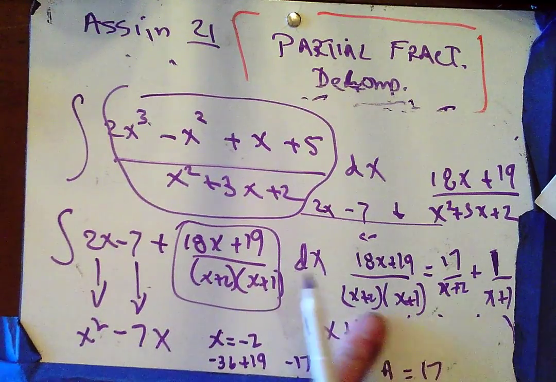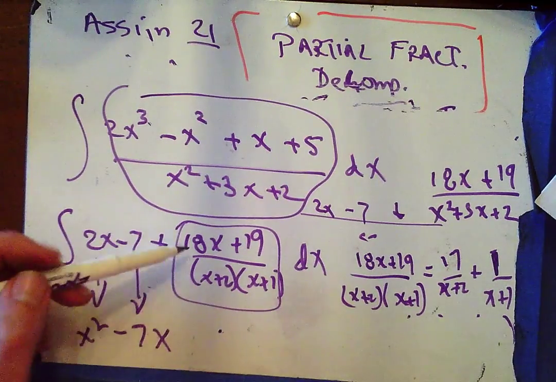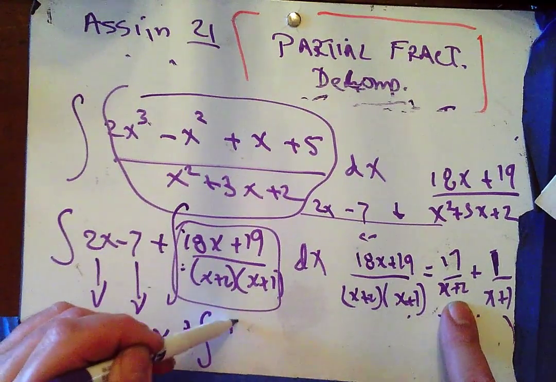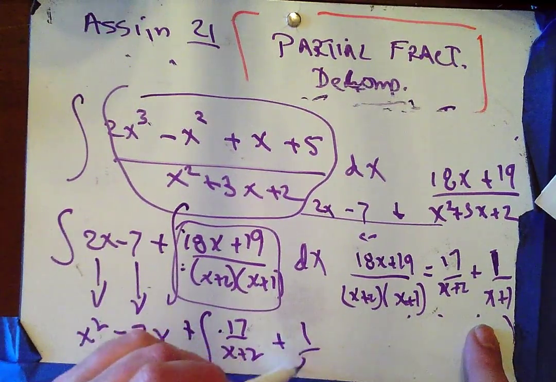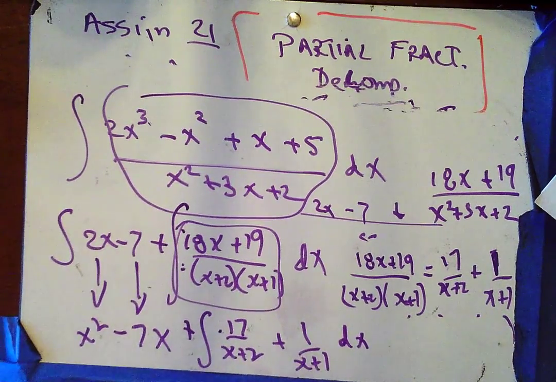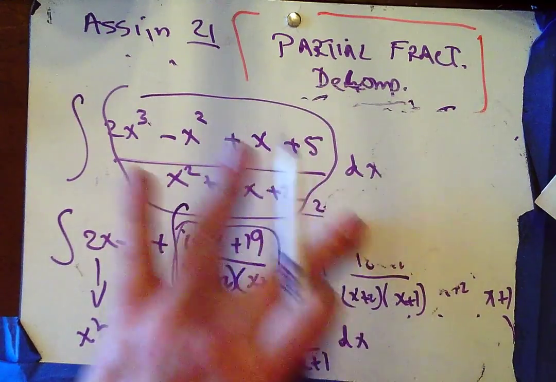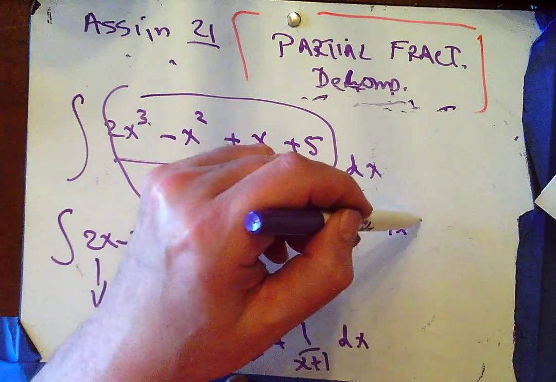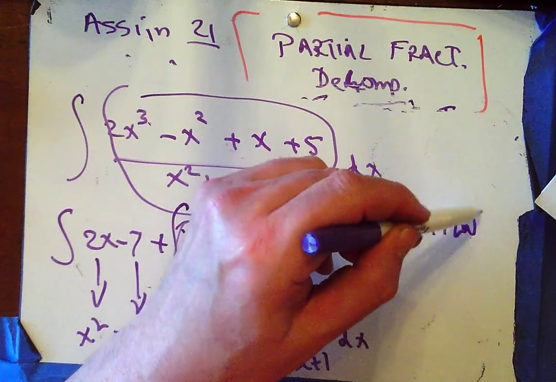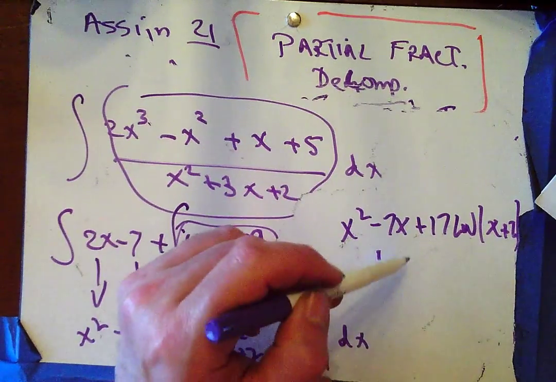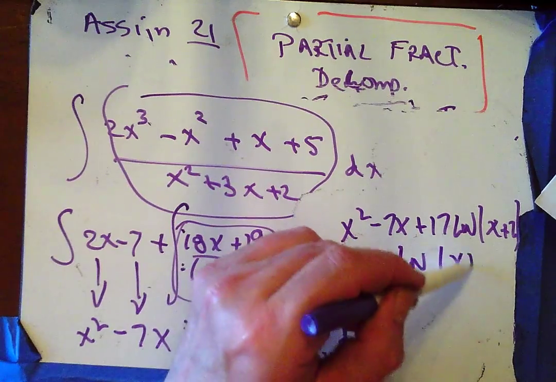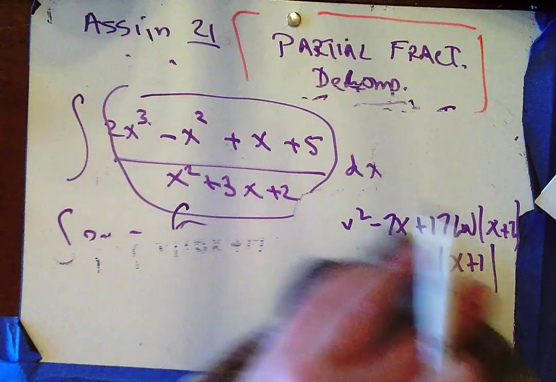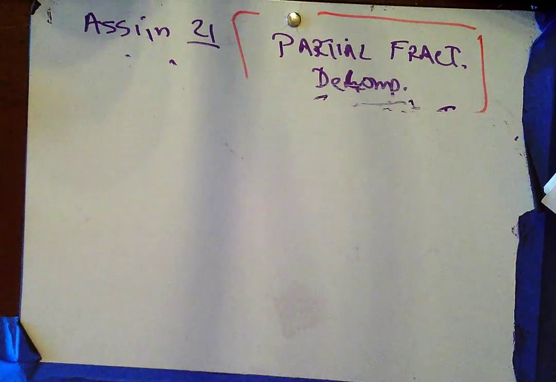Which means now, when it's time for me to integrate this part over here, I'm actually integrating 17 over x plus 2 plus 1 over x plus 1. And so my final answer, I can write it over here. I believe my final answer then is x squared minus 7x plus 17 ln x plus 2 plus ln x plus 1. Well, and don't forget the plus c. I know, I feel like I'm really doing some stuff here in these problems.